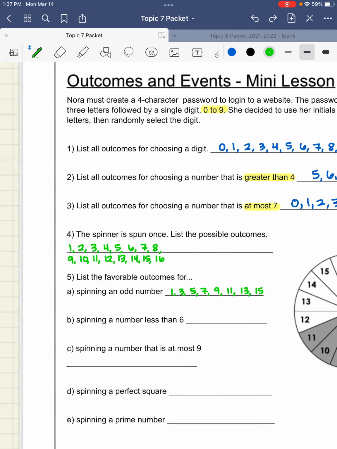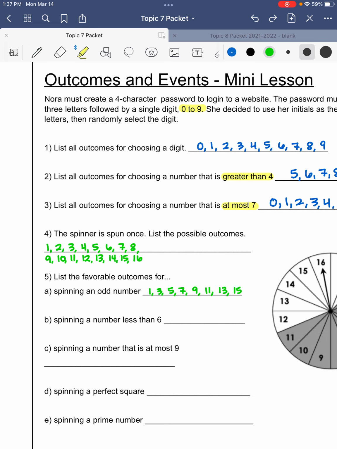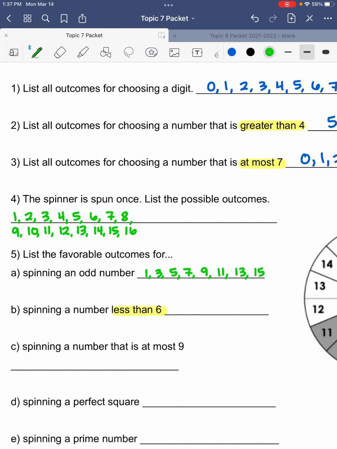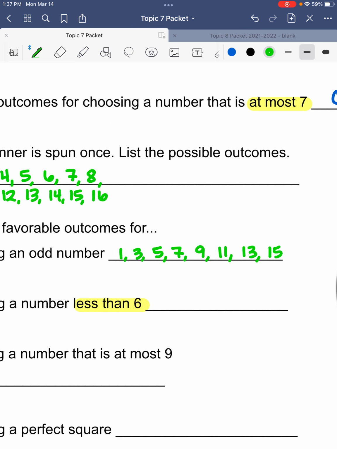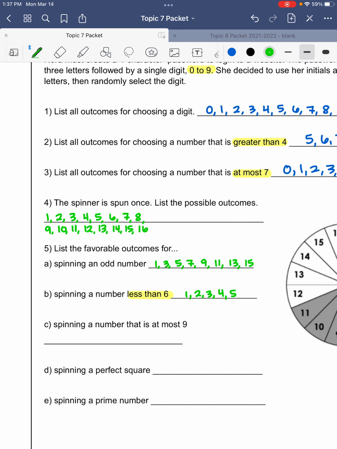Now B says spinning a number less than 6. So less than 6 means that 6 is not included. So that's 1, 2, 3, 4, and 5. Okay. C, spinning a number that is at most 9. Well, at most 9 means that 9 is included, and it's all the numbers smaller than and up to 9. So we have 1, 2, 3, 4, 5, 6, 7, 8, and 9.